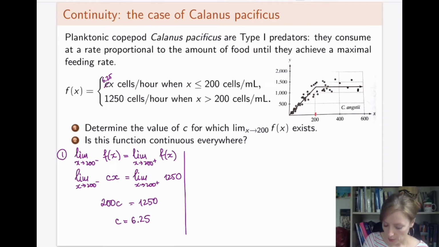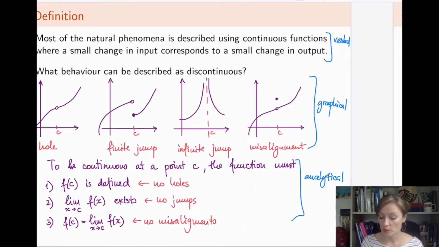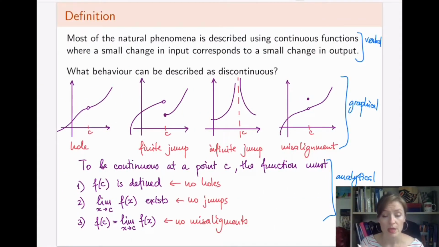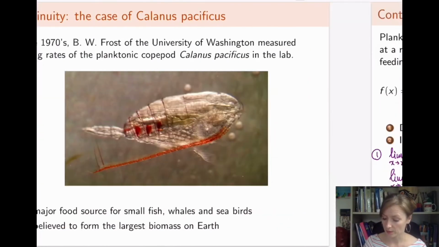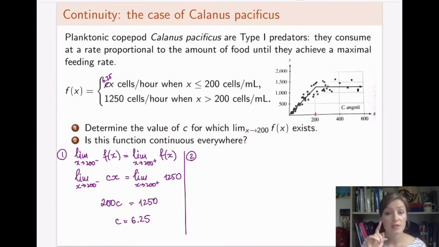Now, for the second part of this question, it's asking, is this function continuous everywhere? Okay? Now remember our discussion of continuity just a minute ago, we defined what it means to be continuous at a point. To be continuous everywhere means it has to be continuous for all possible values of x. Okay? So here, this is the very first thing that we have to look at. The function is in two pieces, so let's take a look at the two pieces separately.